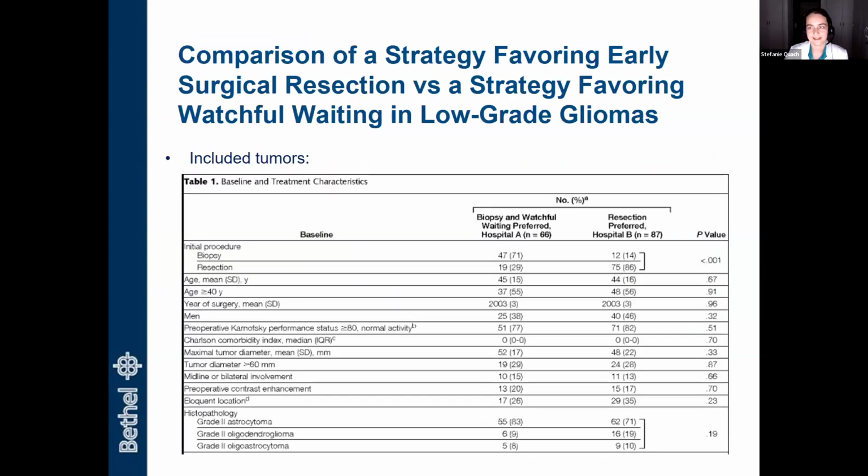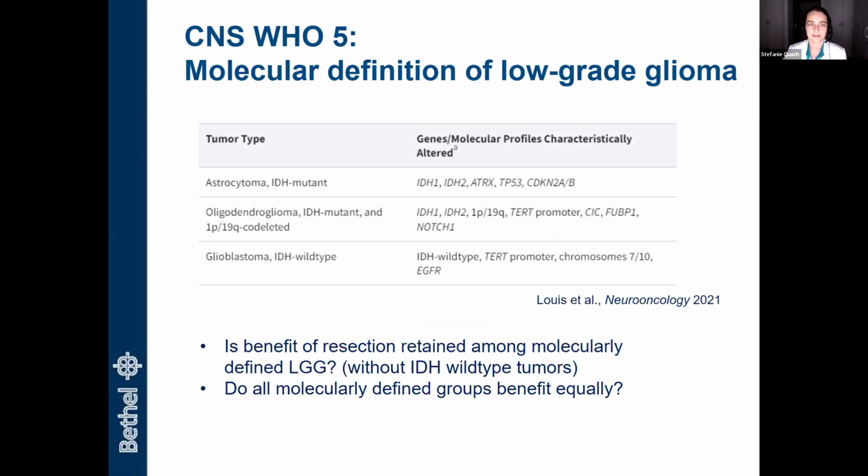If you look at the histologies, the tumors that they included at the time were grade 2 astrocytoma, grade 2 oligodendroglioma, and grade 2 oligoastrocytoma, as was of course common. And since then, the definition of what constitutes a grade 2 astrocytoma or oligodendroglioma has shifted with the CNS-WHO 5 classification, where low-grade glioma are molecularly defined now. So we have astrocytoma IDH mutant and oligodendroglioma IDH mutant and 1p19q co-deleted, and some formerly classified low-grade glioma, which are IDH wild type, would now be classified as glioblastoma.